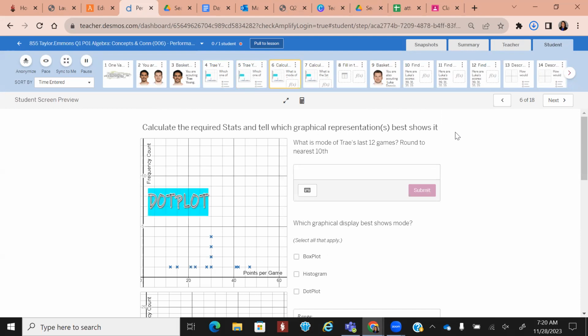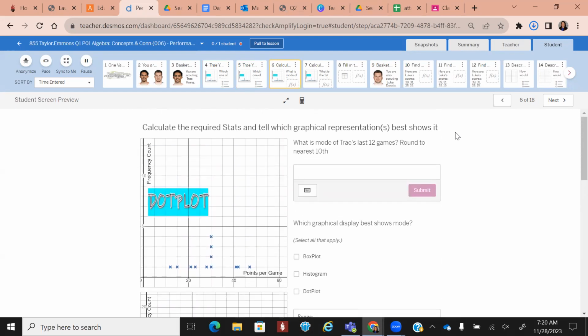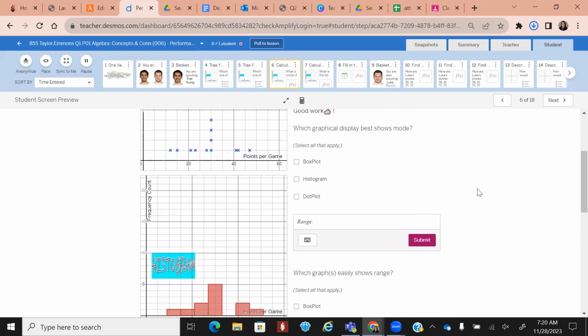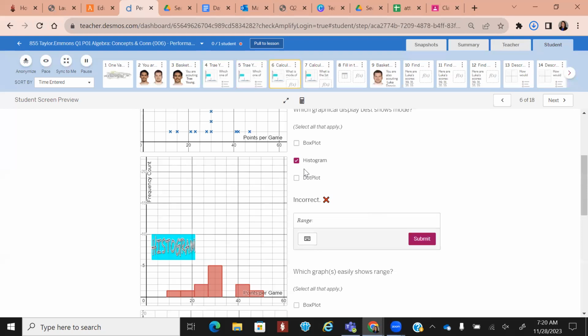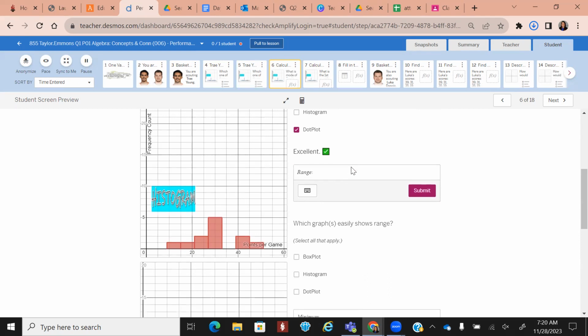Okay. On slide number 6, what is the mode of Trey's last 12 games? The mode, 30. And which one shows the best way to show mode? You could probably say dot plot, or you could say the histogram. Oh, JK. Dot plot. Okay. I could say histogram if you wanted to, just because it shows, hey, this is that number. But that also means that the number ranges from this to this. So that doesn't necessarily mean that it's, hey, 30.